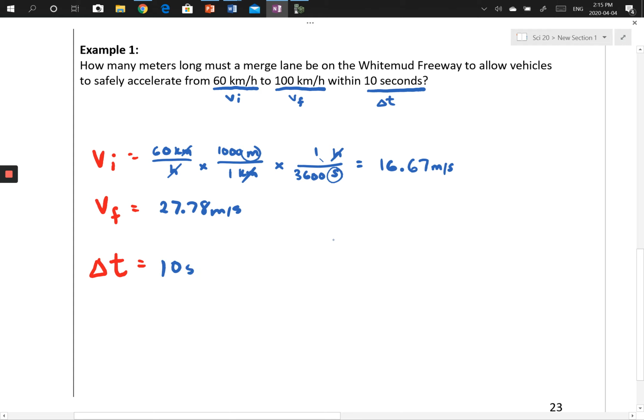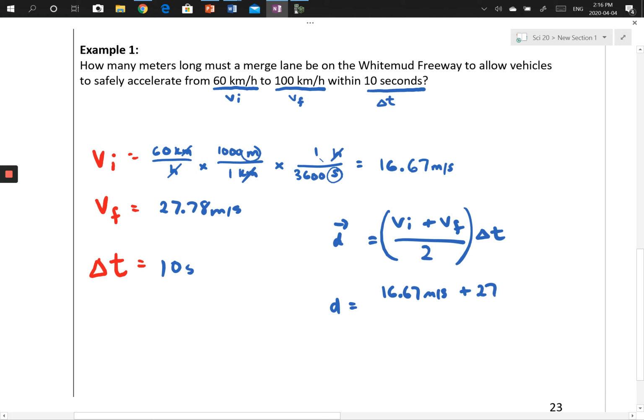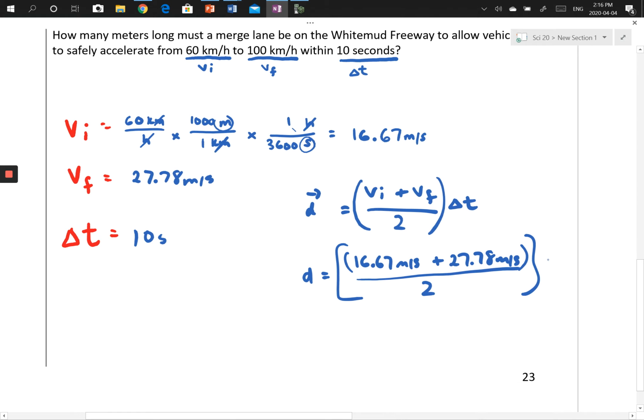If I look back to my formula, my displacement is equal to my VI plus my VF divided by 2. That's going to give me my average velocity, and then I'm going to multiply that by my time. So if I plug in my values, I'm going to have 16.67 meters per second plus 27.78 meters per second, divide that by 2, and then multiply that by my time, which was 10 seconds. So I'm going to put all that into my calculator.